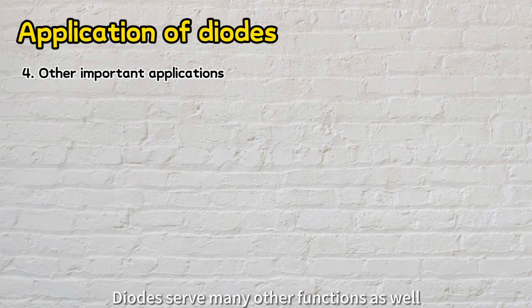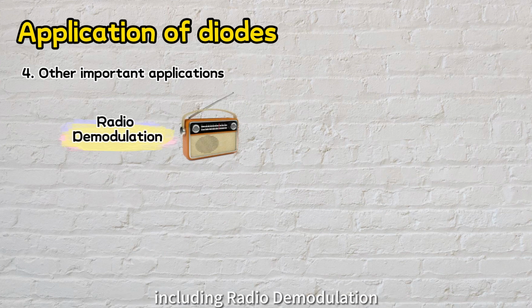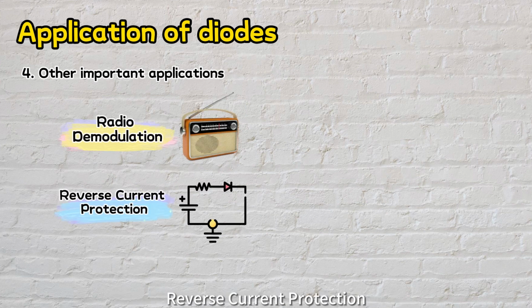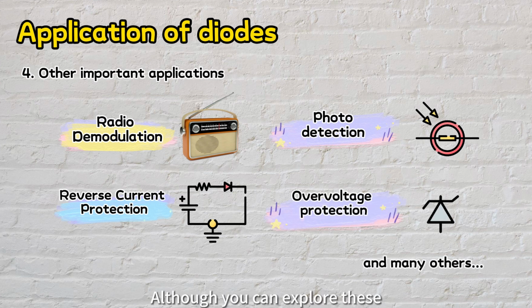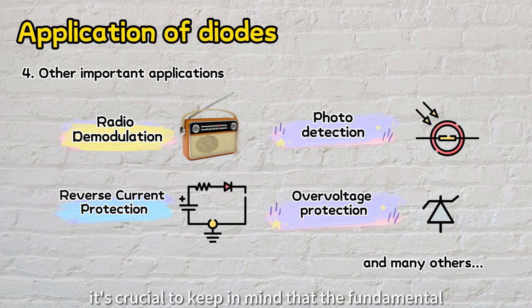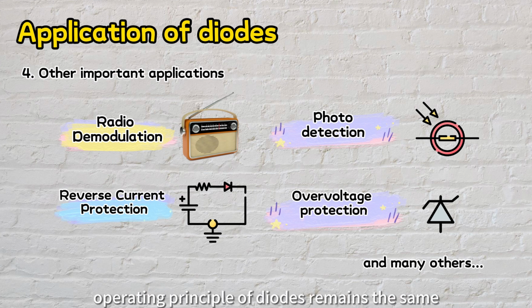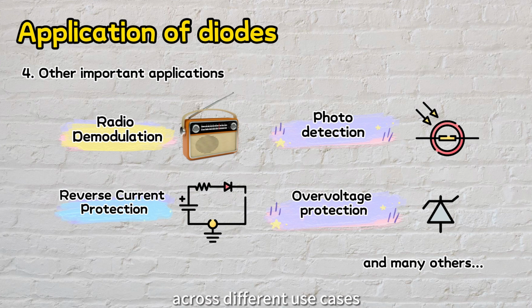Diodes serve many other functions as well, including radio demodulation, reverse current protection, photodetection, overvoltage protection, and numerous others. Although you can explore these various applications in more detail, it's crucial to keep in mind that the fundamental operating principle of diodes remains the same across different use cases.